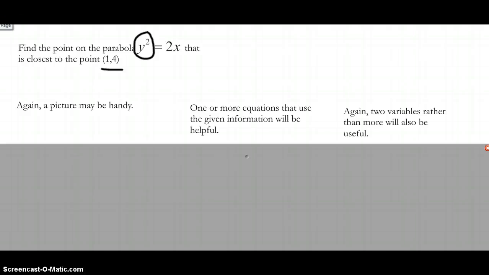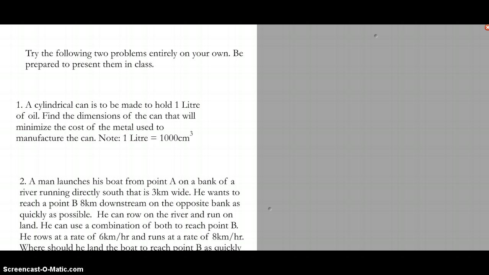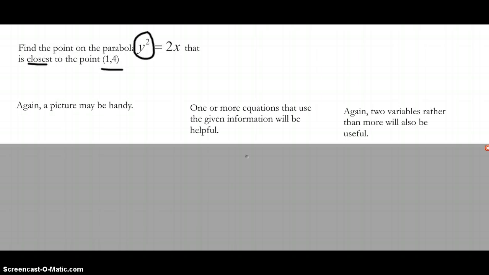Okay, so set it up, try to solve. We're trying to minimize because we want closest. Give it a try and then check back. Press pause.